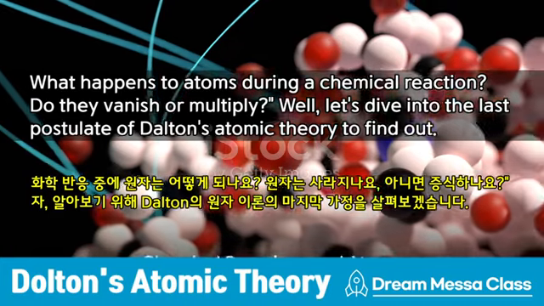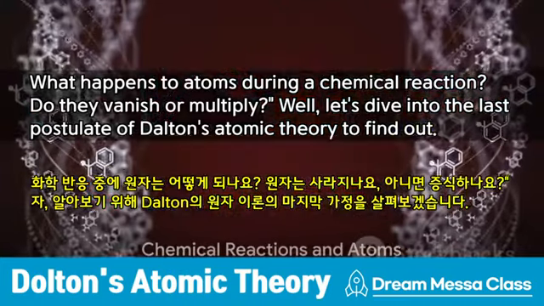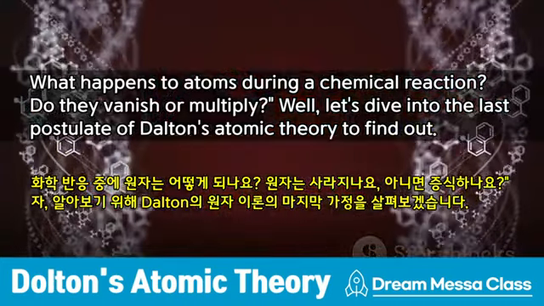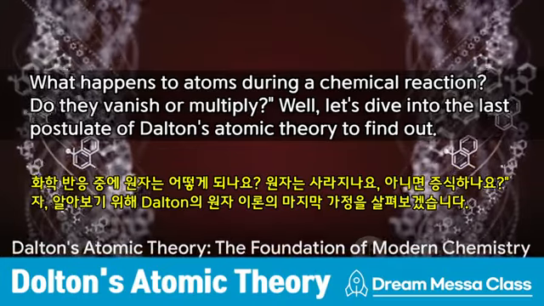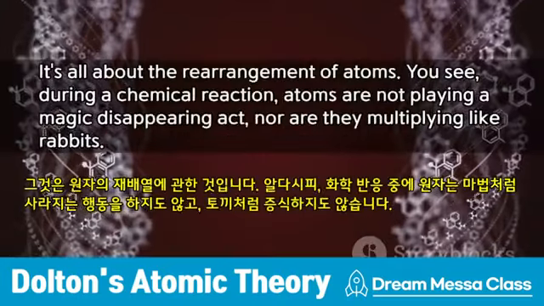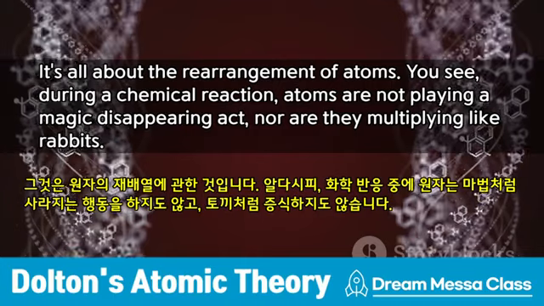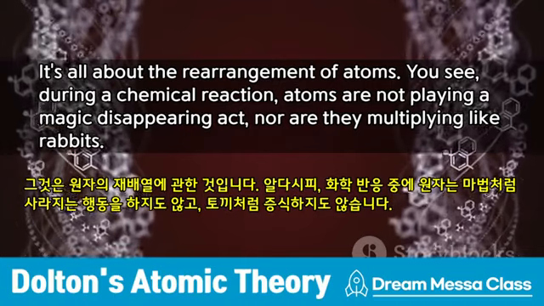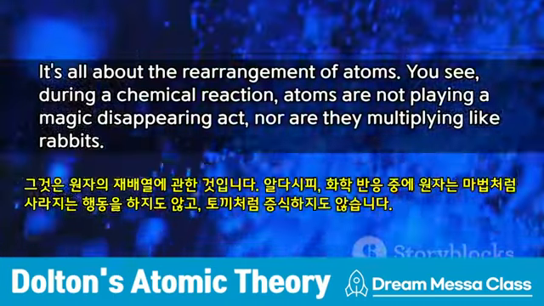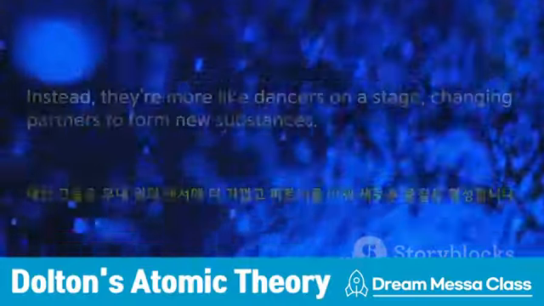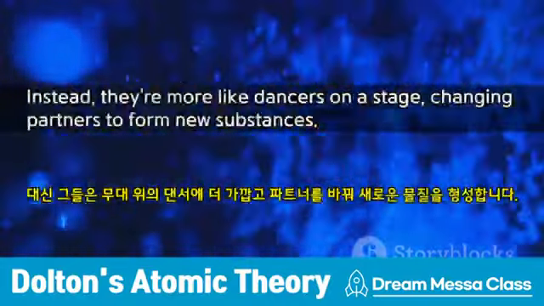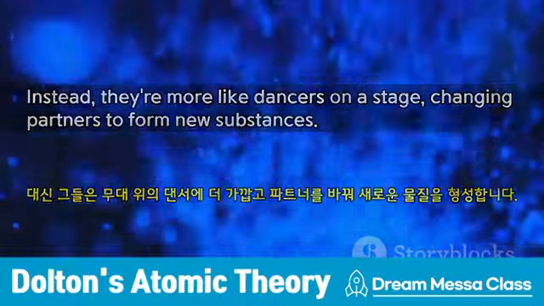What happens to atoms during a chemical reaction? Do they vanish or multiply? Well, let's dive into the last postulate of Dalton's atomic theory to find out. It's all about the rearrangement of atoms. You see, during a chemical reaction, atoms are not playing a magic disappearing act, nor are they multiplying like rabbits. Instead, they're more like dancers on a stage, changing partners to form new substances.